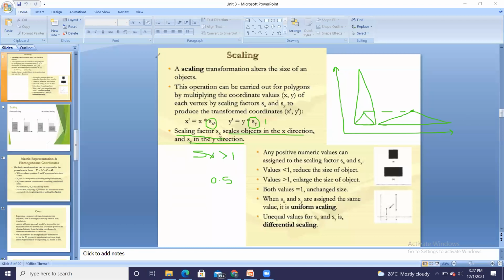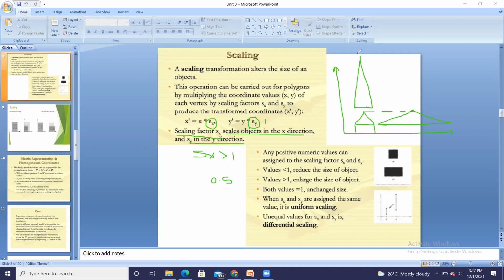This is not the correct one. I will show you the other one. So if I want to scale this object, then what will happen? Here the x values will remain the same. X is what? These two plus this value. So x will remain the same, only y will be changing.